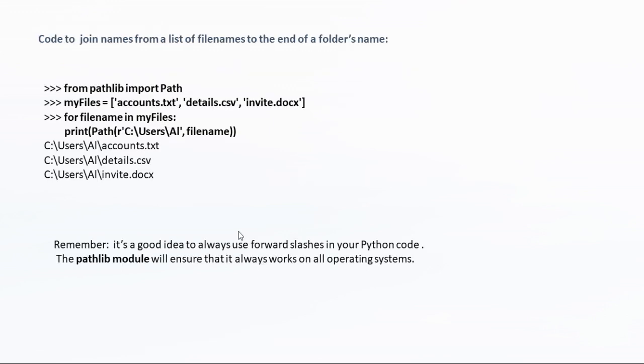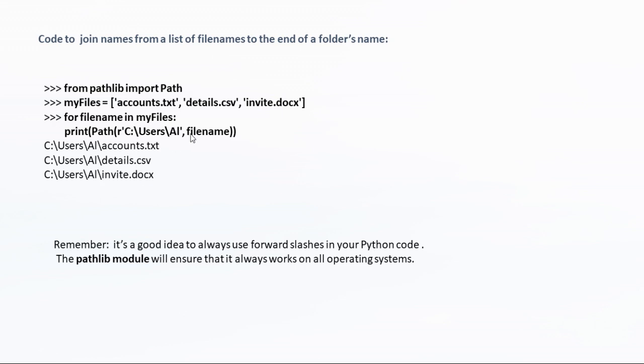Okay, so that was about finding out the current working directory and changing the directory. Now let's see another function. What is this doing? This code is telling us how we can join the names from a list of file names, right? I have a list of file names here: accounts.txt, details.csv, invite.docx. Now I am going to join these into an existing folder. Under C, I have a folder called users. Under that, I have a folder called AI. So I want to join the names of all these different files like this: accounts.txt, details.csv, invite.docx.